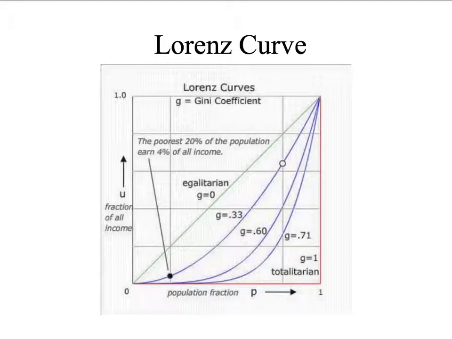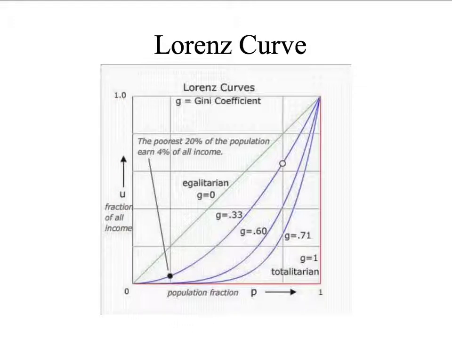Okay, so now let's bring this into an actual tool that we can measure, and of course we're going to find another way to bring in another graph. So thus we introduce the Lorenz curve. The Lorenz curve and the Gini coefficient are tightly entwined. But first let's point out a couple of features here. The Lorenz curve has the population fraction from 0 to 1 on the x-axis, and the fraction of all income on the y-axis.